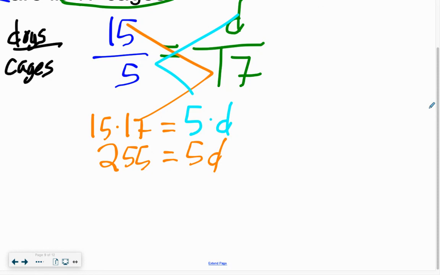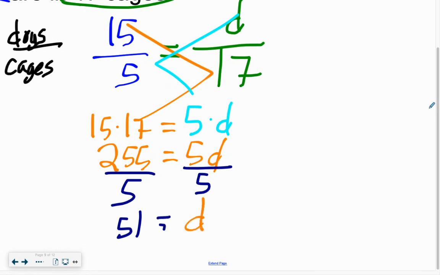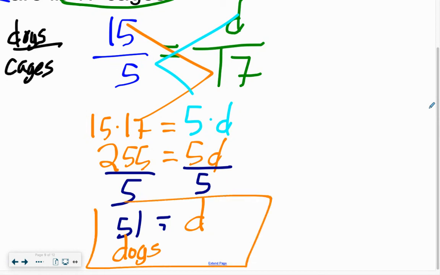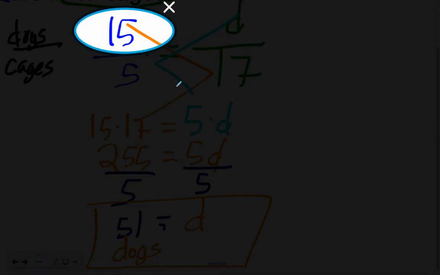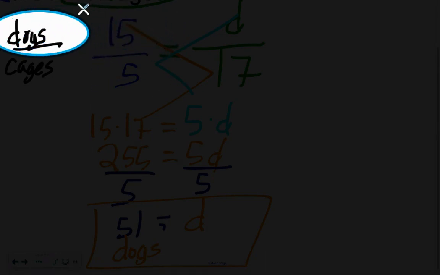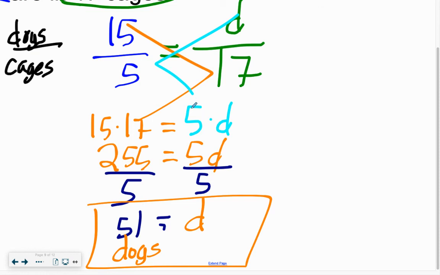Solve by getting rid of the 5 with the D. Divide both sides by 5. Mental math, calculator approved. 51 equals D. Before I box that up, the D reminded me I need a label. So 51 dogs. If you're not sure on the label, go find your variable. It was here on top. What did the 15 have for a label? What's on top as a label? Dogs. That's another way to look at it, another way to find that label for that answer.